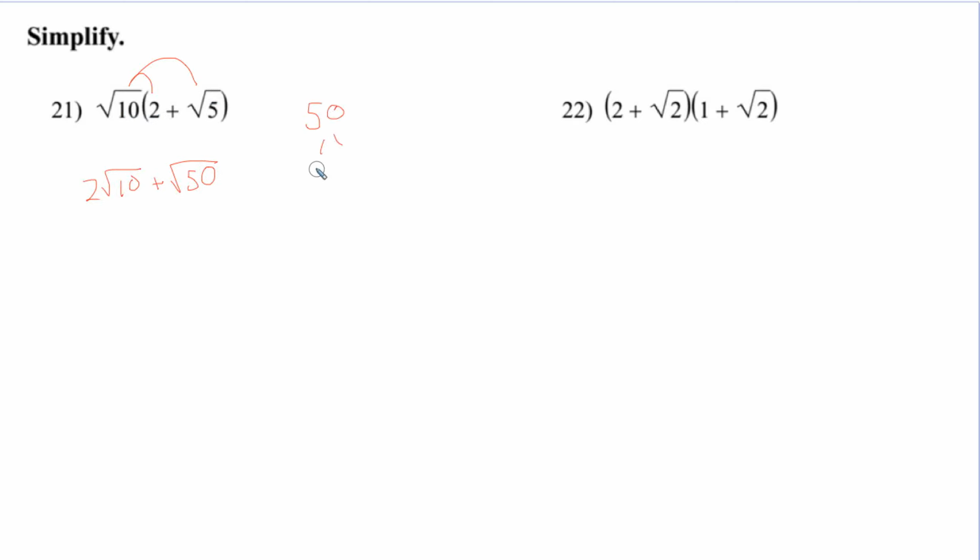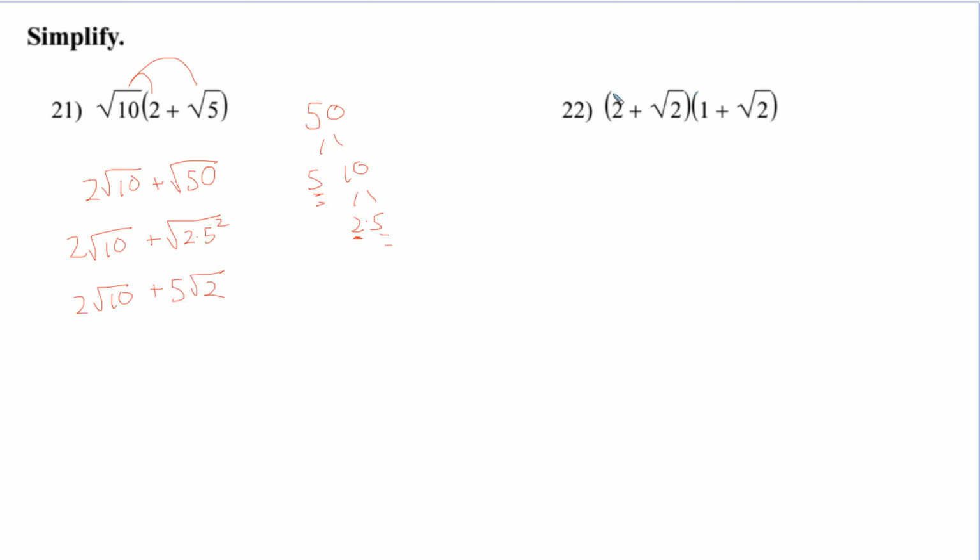50 is 5 times 10, and 10 is 2 times 5. And so 10 is just 2 times 5. We can't simplify that at all. But 50, we have a 2 times 5 squared, 2, and then 2 fives, so 5 squared. So we have 2 root 10. The square root of 5 squared, 5 comes out, and we're left with root 2. So that's the answer for that one.